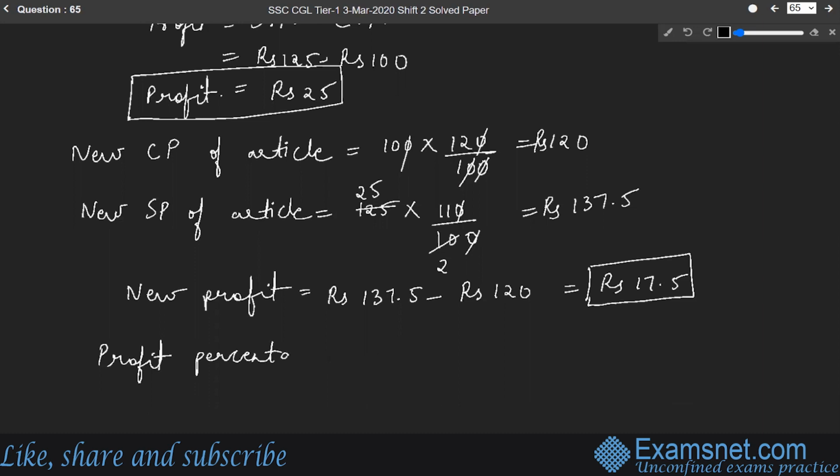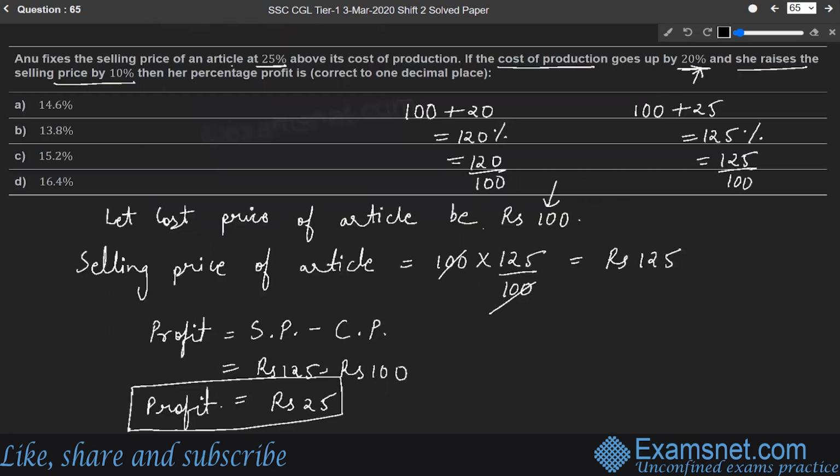So the profit percentage will be equal to 17.5 divided by 120 into 100. This 0 and 0 will be cancelled. Again, this will be 6 and this will be 5. When we further solve this, it will be equal to 14.6 percentage. This is the profit percentage, and hence the correct option for this question is option A, which is 14.6 percentage.